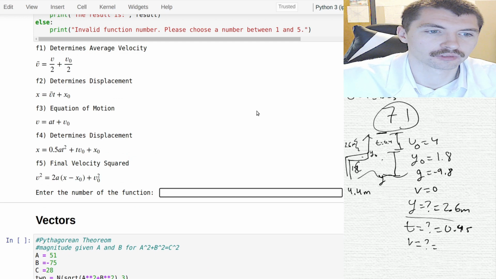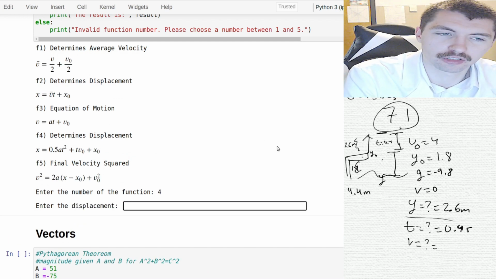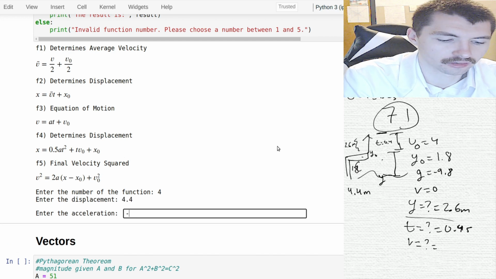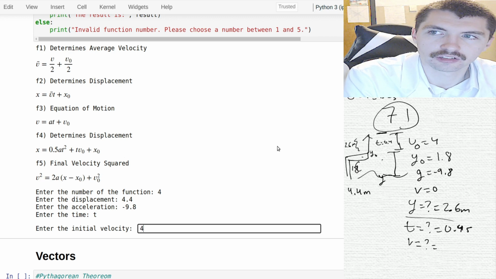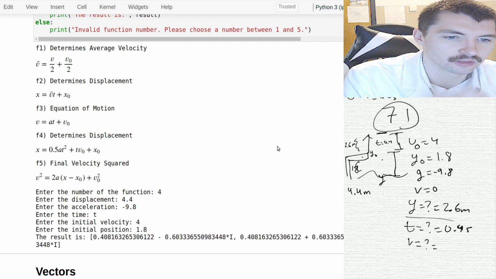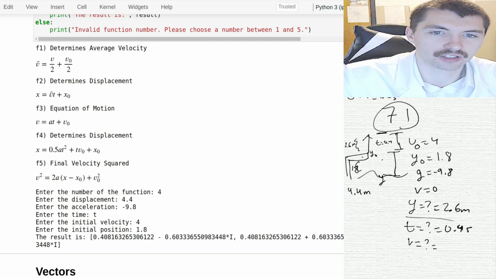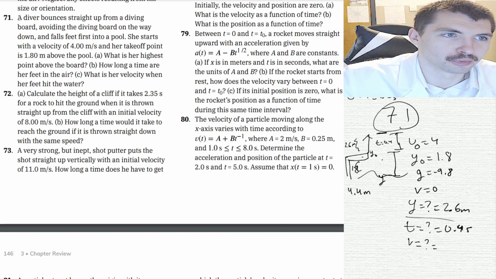So let's try equation 4. Its displacement is 4.4, 9.8. Solving for t. Its velocity is 4.8. Okay, so now we're getting an unreasonable result.